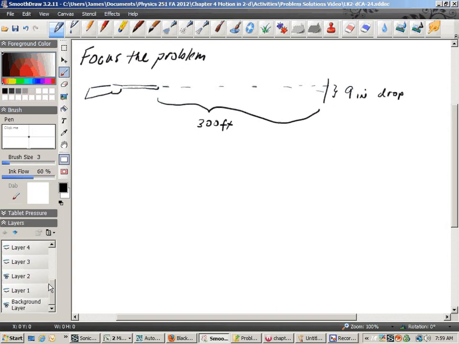Okay, let's focus the problem, and let's just draw a picture of what's going on. We have a rifle here. It's 300 feet away from the target, and we know that we're aiming level. And by the time it hits the target, the bullet has dropped 9 inches below where it would have hit if the bullet had traveled level.